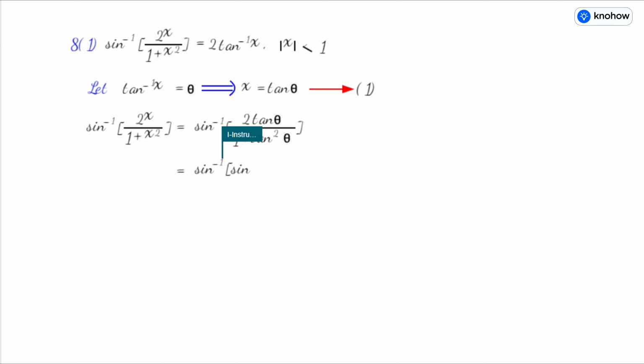What is the formula for sin 2 theta in terms of tan theta? The formula of sin 2 theta in terms of tan theta is 2 tan theta over 1 plus tan square theta. And again, you know that sin inverse of sin theta is theta. So sin inverse of sin 2 theta is 2 theta. And replace 2 theta back by tan inverse x. So finally you get 2 tan inverse x.